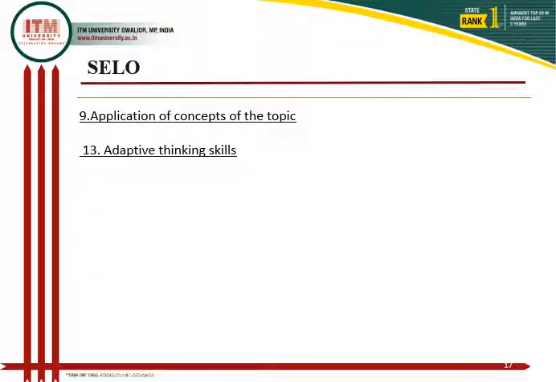The student effective learning outcome is the application of the concept of the topic and adaptive thinking skills. So it is an application related topic, with the concept according to the application and the development of thinking skills for the student.